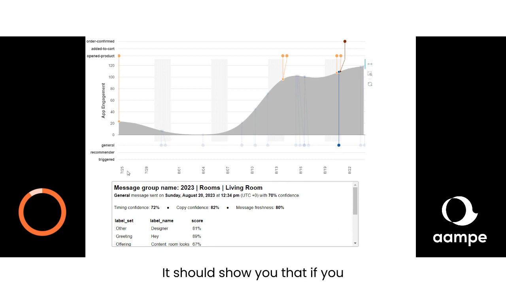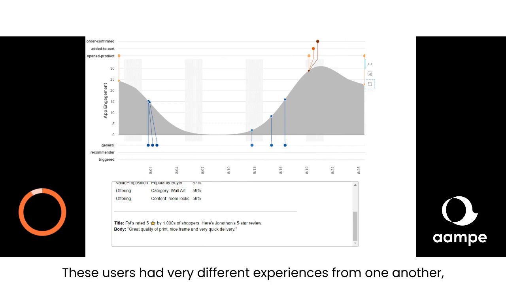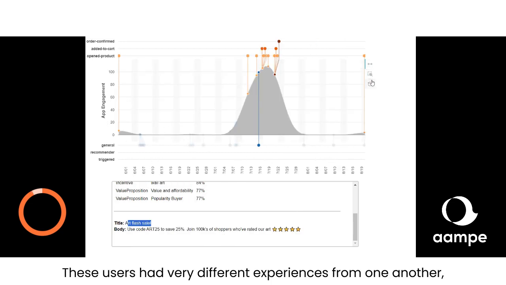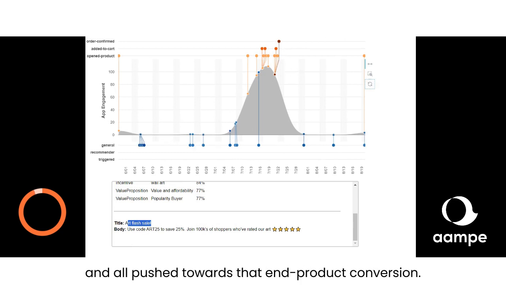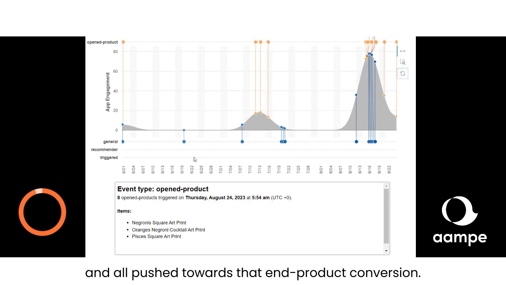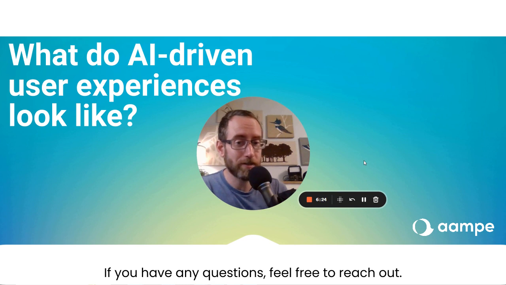So I hope this was helpful. It should show you that if you look, this is from 725 to 822. These are very similar time frames. These users had very different experiences from one another, but they were all based on their activity level and all pushed towards that end product conversion. So this is what AI-driven personalization looks like. It interacts with your user's natural cycle of the way they do things, and then optimizes and pushes for that conversion event. And once it's done, it pushes for cross-selling and for the next eventual conversion. I hope this has been interesting and helpful to see. If you have any questions, feel free to reach out.